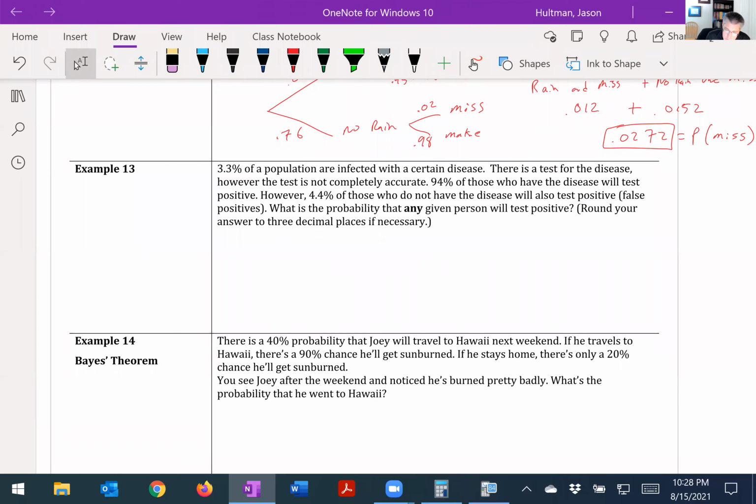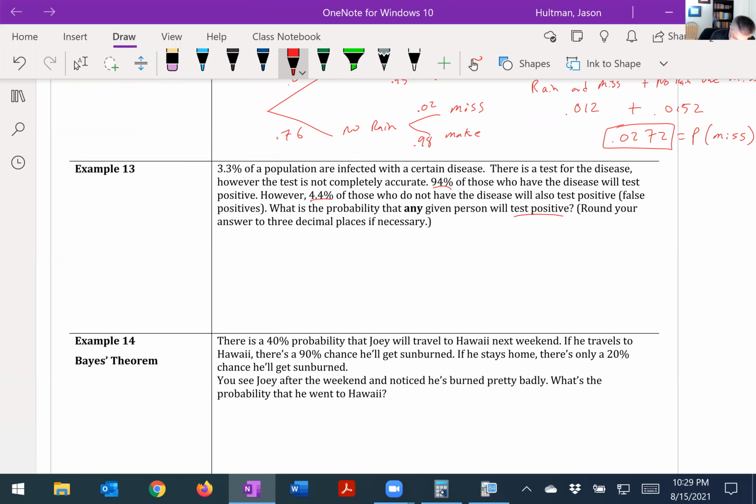Okay, 3.3% of the population are infected with a certain disease. There is a test for the disease. However, that test is not completely accurate. 94% of those who have the disease will test positive. However, 4.4% of those who do not have the disease will also test positive. Okay, so those are false positives. What is the probability that any given person will test positive?